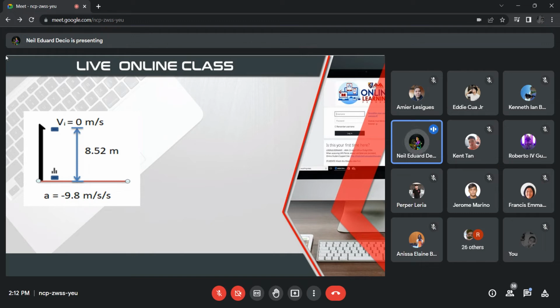What you're seeing on your screens right now is the illustration of the problem that was given earlier, example problem A. Consider the blue square as the roof shingle, and it was dropped by Luke from a height of 8.52 meters. Of course, if it was dropped, it goes downward, so our displacement is negative 8.52 meters.